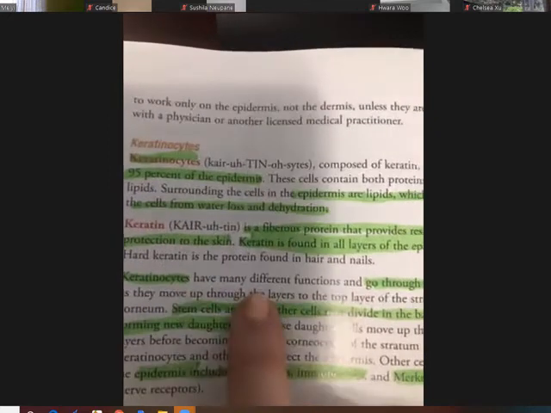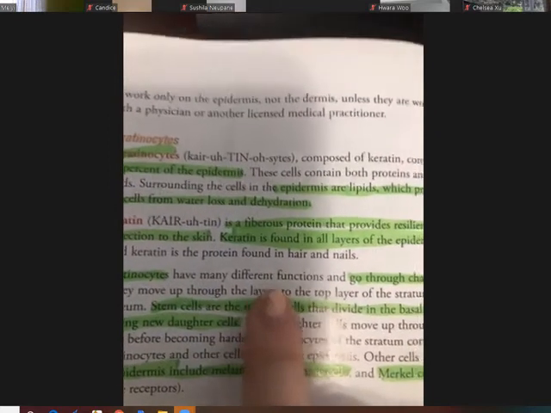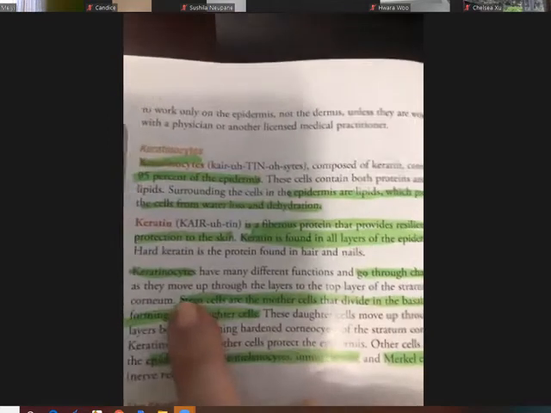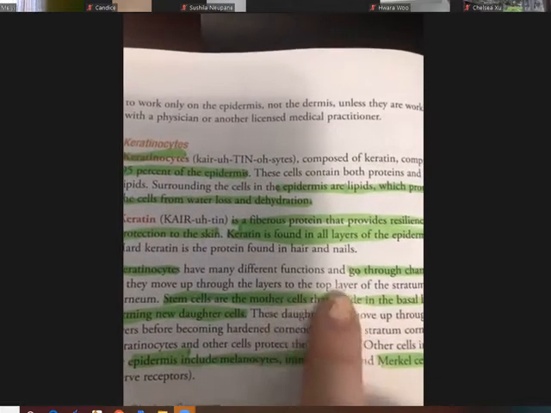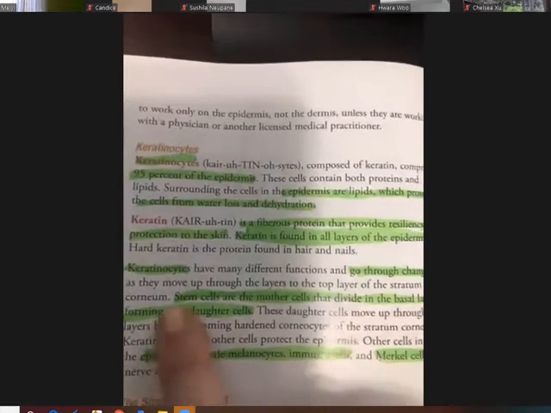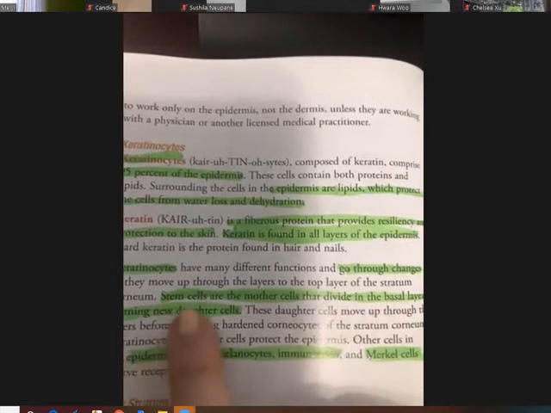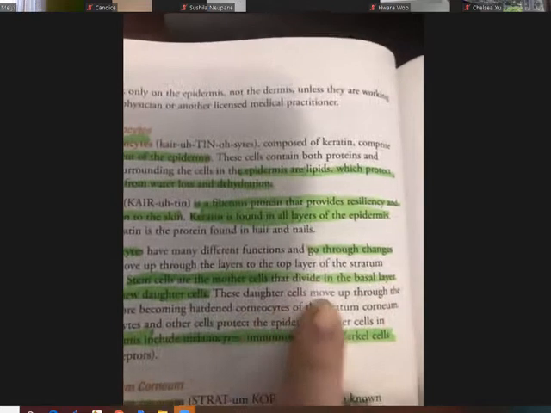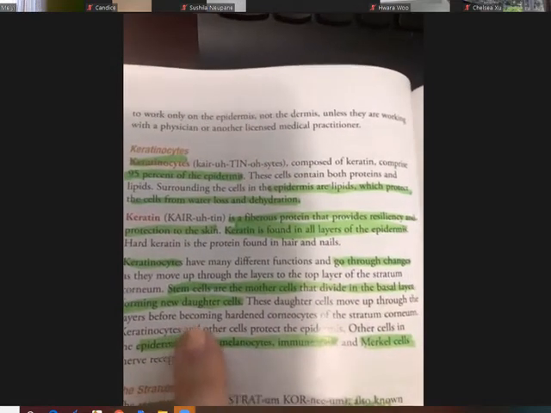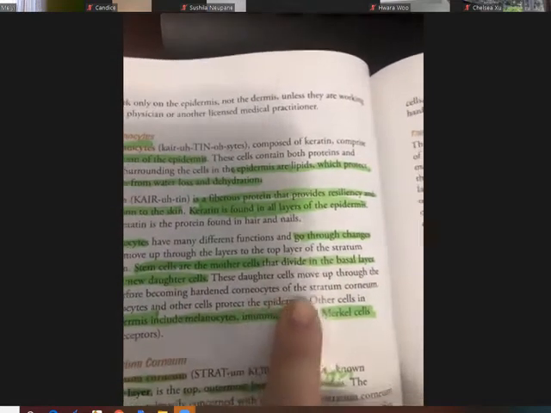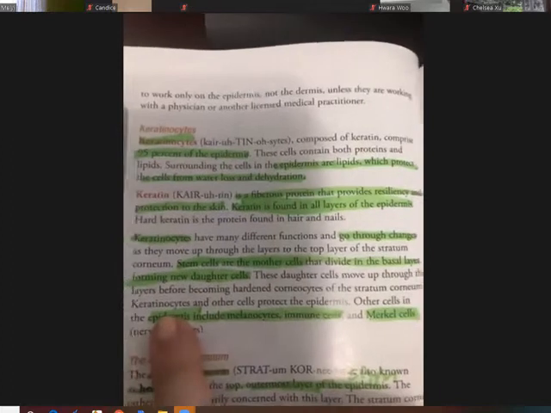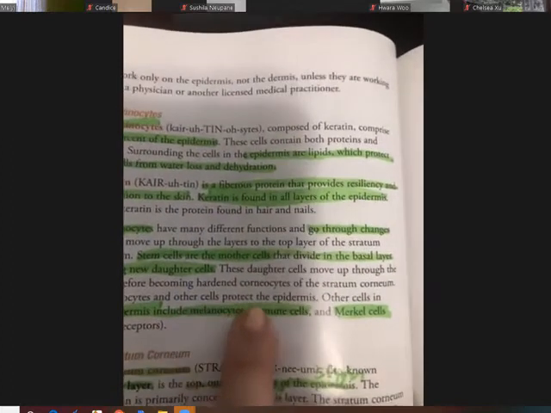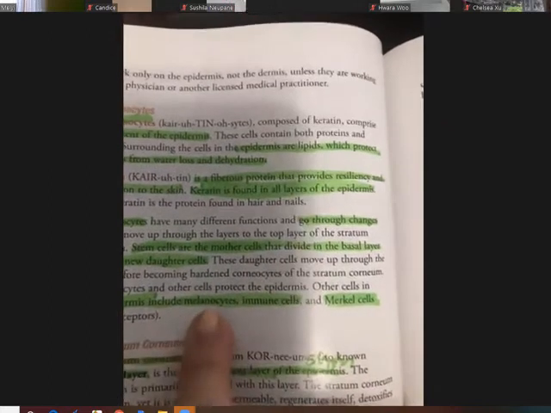Keratinocytes have many different functions as they move up the layers to the top layer of the stratum corneum. Stem cells are the mother cells that divide in the basal layer, forming new daughter cells. These daughter cells move up through the layers before becoming hardened corneocytes of the stratum corneum. Keratinocytes and other cells protect the epidermis. Other cells in the epidermis include melanocytes.